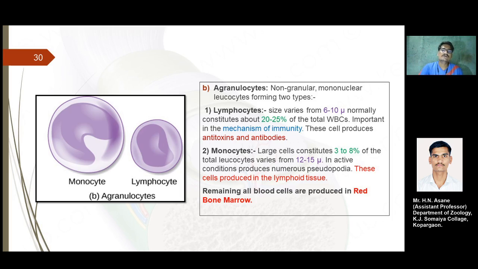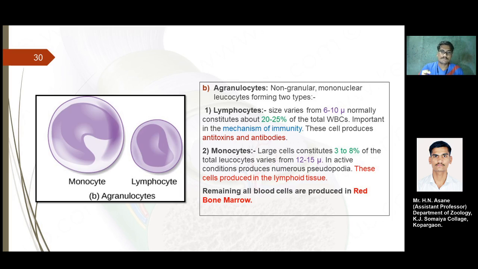Okay, and these non-granular mononuclear cells, the nucleus is present as a single nucleus. The leukocytes form two types. These agranulocytes form two types, the lymphocytes and the monocytes. The lymphocytes' size varies from 6 to 10 micron, and they normally constitute about 20 to 25% of the total WBCs, or white blood corpuscles, that are important in the mechanism of immunity.